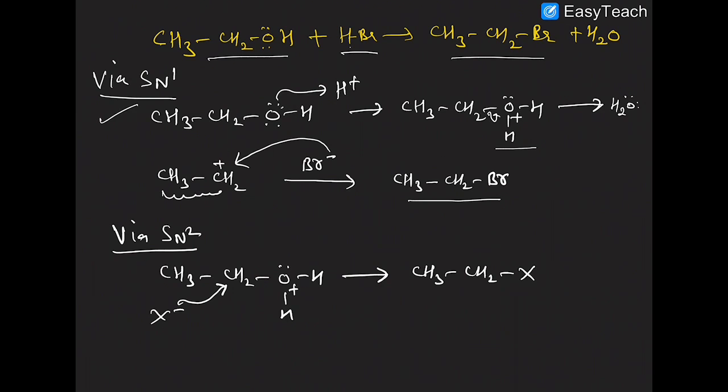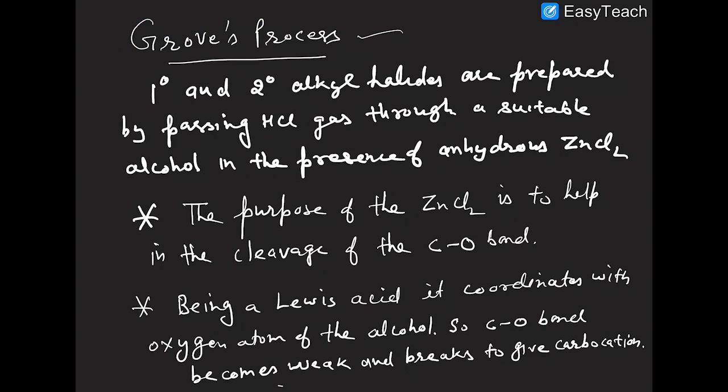The same reaction can take place by the SN2 mechanism also, where after the protonation the X negative part can attack from behind to give you the corresponding alkyl halide. We will discuss SN1 and SN2 in detail after a while. Now next is the Groves process, that is actually an extension of the reaction of HCl. In this case, primary and secondary alkyl halides are prepared by passing HCl gas through a suitable alcohol in the presence of anhydrous ZnCl2.